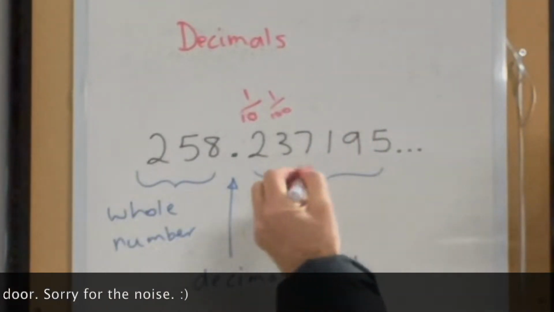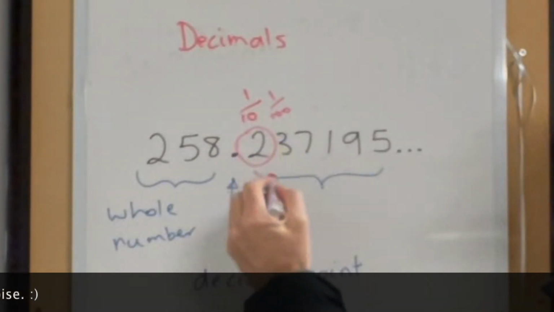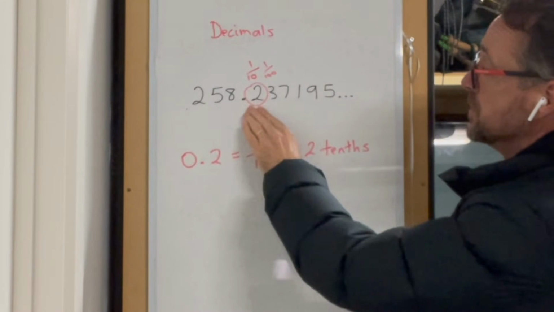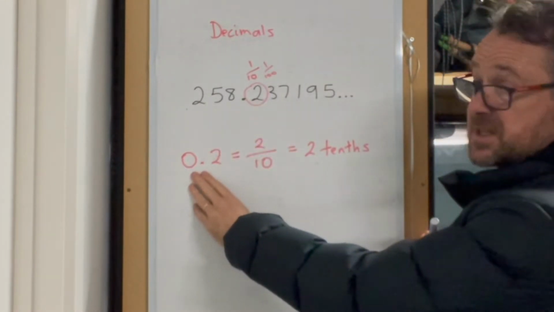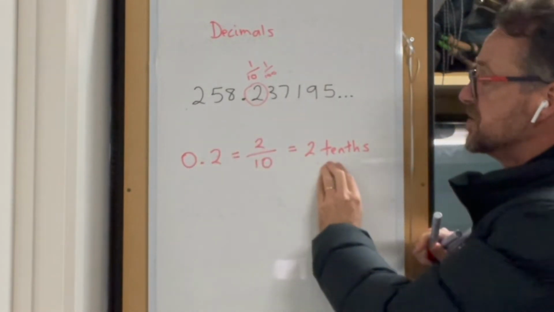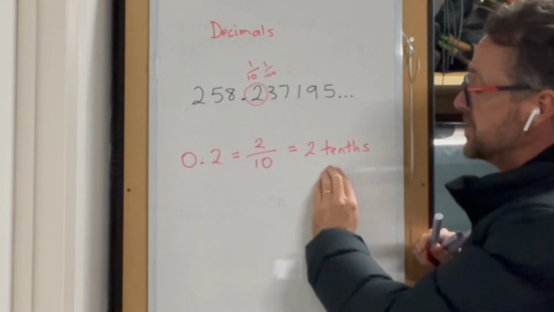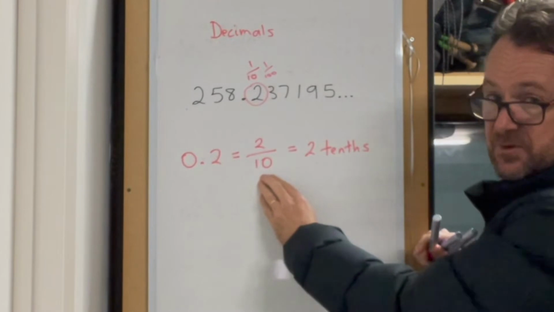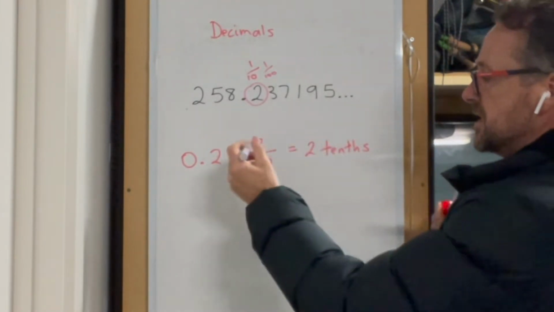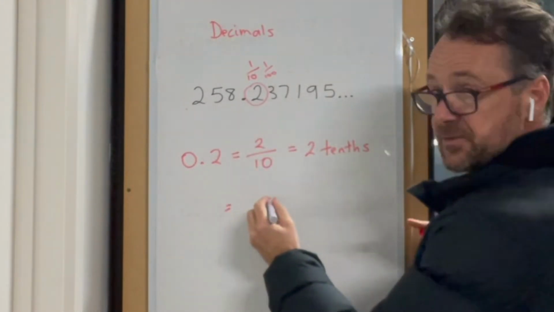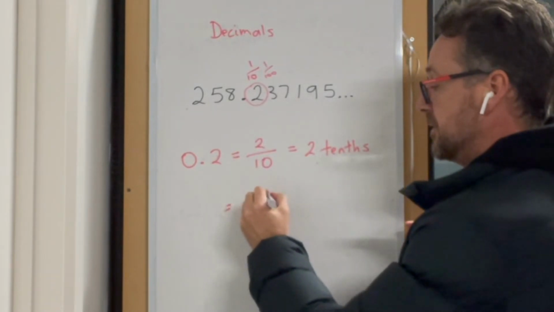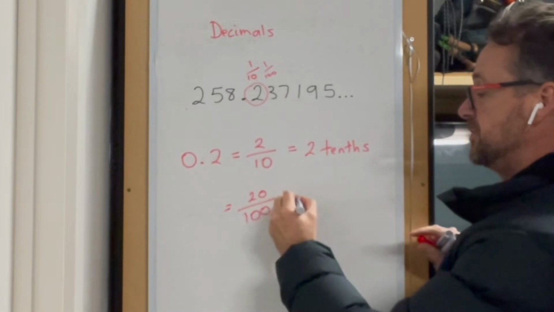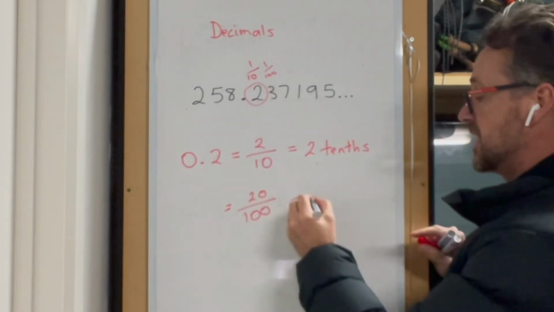So if we take one of these values, let's take the 2 here, and explore that a little bit further. Let's look at this 0.2. The 0.2 is in the tenths column, so it's 2 tenths, and we can express that as the fraction 2 over 10. Using this fraction, we can make an equivalent fraction, 20 over 100, and that gives us the ability to make a percentage. So in this case it would be 20%.